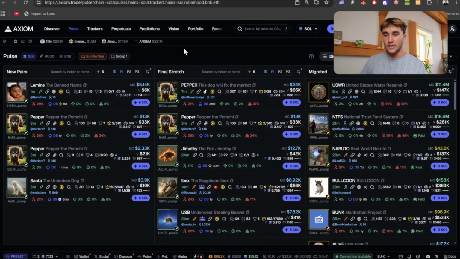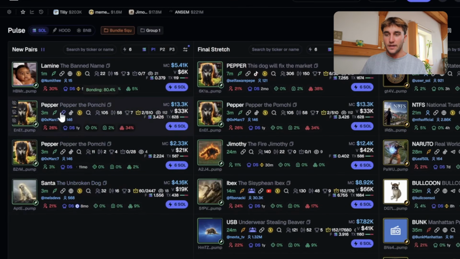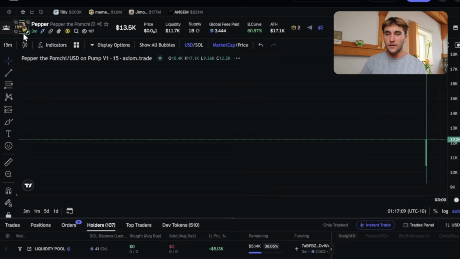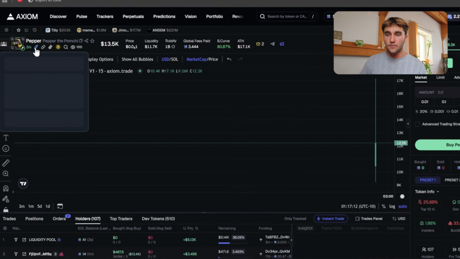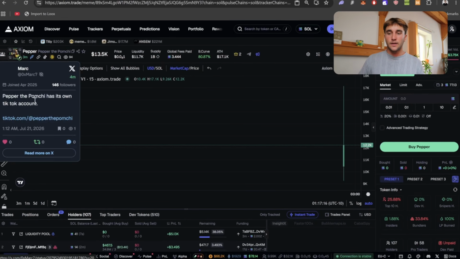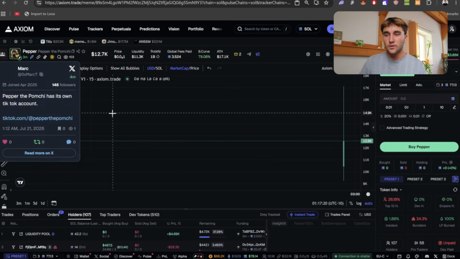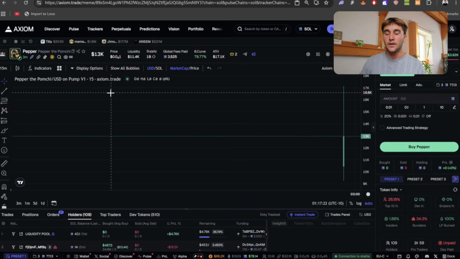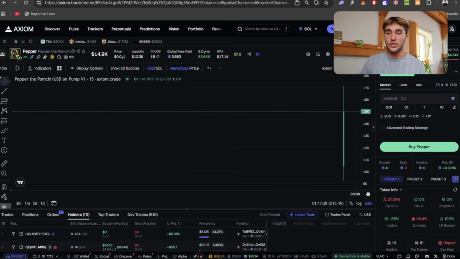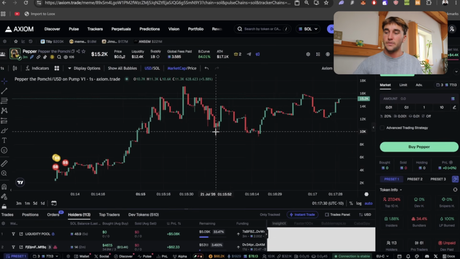Now, we have new pairs here, and we already have a couple of good coins coming out. We have Pepper the Pamichi, so we can check this out. What is this? Looks like some sort of animal coin. You can actually hover over this to see the Twitter. Pepper the Pamichi has its own TikTok account. So this is some sort of animal. Right now it is an animal meta, because we had Jimothy run up to 20 million, and that just shoots off everyone and everyone starts making coins.